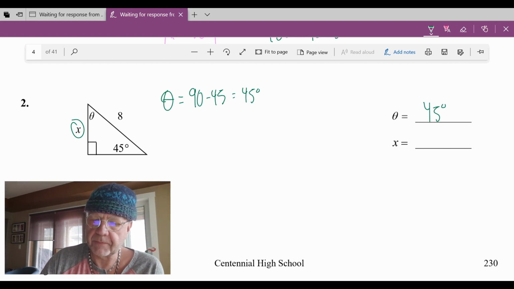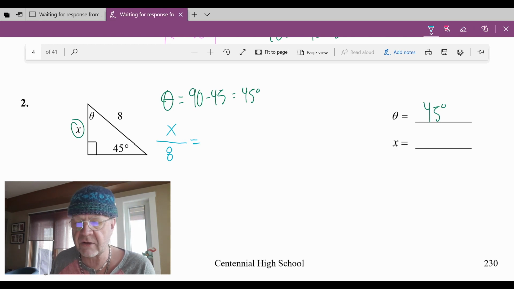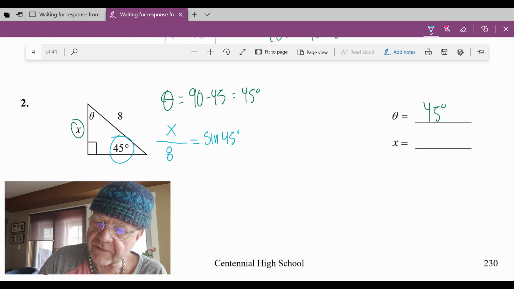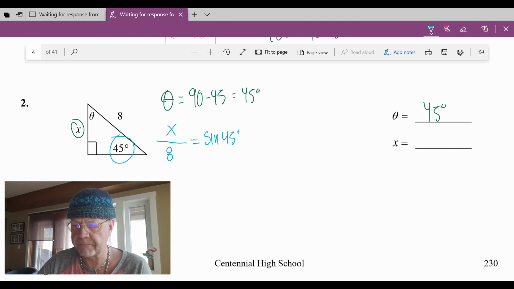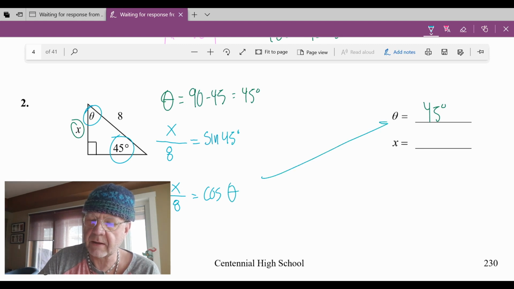Now, if we're going to solve for x, then we have to set up an equation. That equation is going to look something like, I'm going to take x and put it over the hypotenuse of 8, and I'm going to make it a trigonometric function. Shall I use this 45 here? Well, x over 8 is sine of 45 degrees, isn't it? Okay. Could I have possibly used this one here? Could I have gone x over 8 equals the cosine of theta? Theta we know is 45.